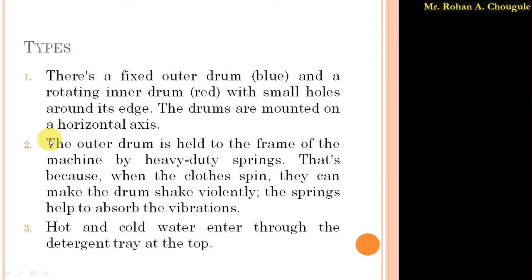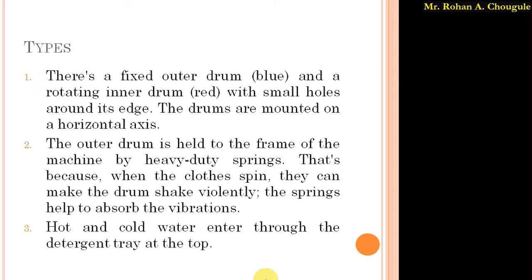After this, when the washing machine is in operating condition, it gives vibrations. When the inner drum rotates, the washing machine gives some vibration, so to absorb that vibration we have to provide some mechanism. In this washing machine, the outer drum is held to the frame of the machine by heavy duty springs. Here, to absorb the vibrations, the heavy duty springs are used.